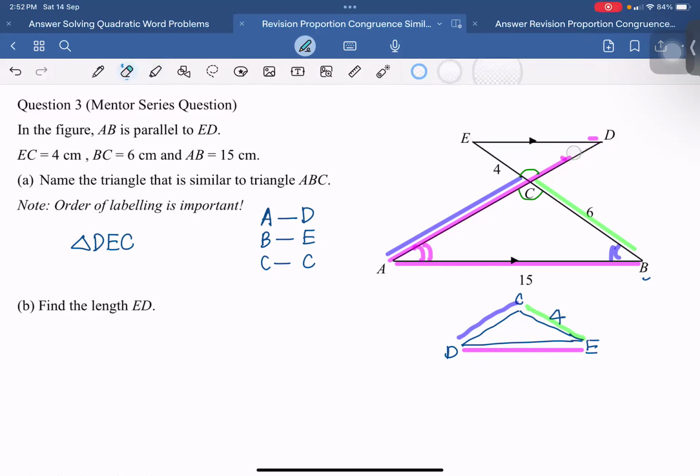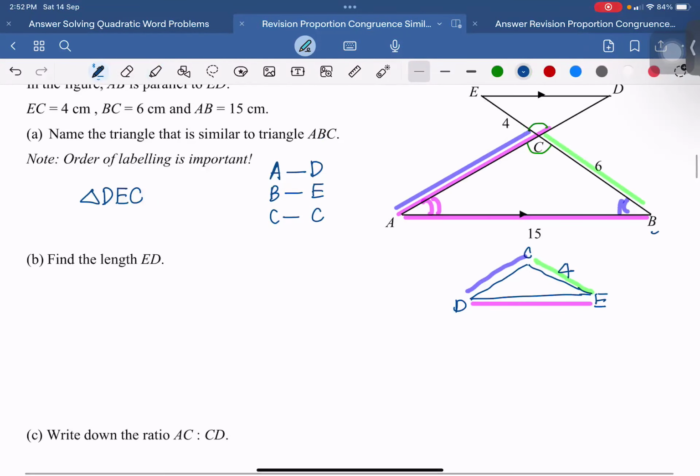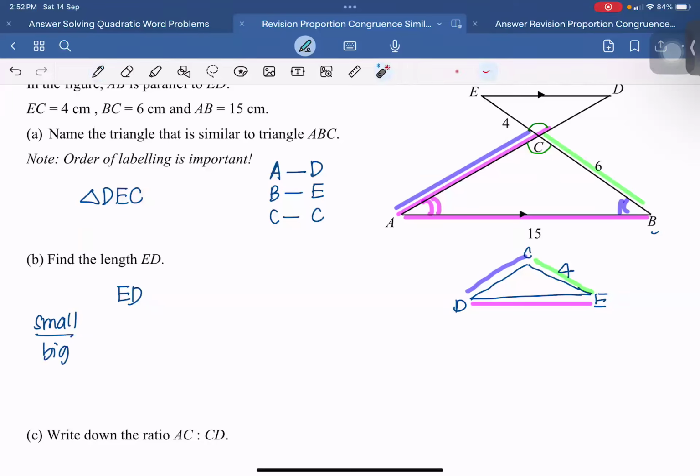We can find the scale factor. We can write the ratio straight away. In this case, it is up to you: you can do small over big, or big over small. So I'll find ED. It will be small over big. ED is the one that they want to find, right? So ED will match with which one? ED matches with AB. AB is the number 15.